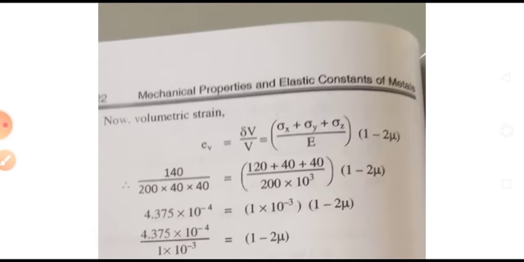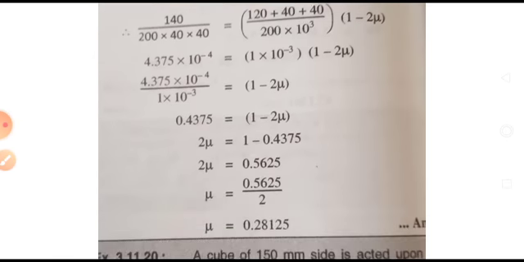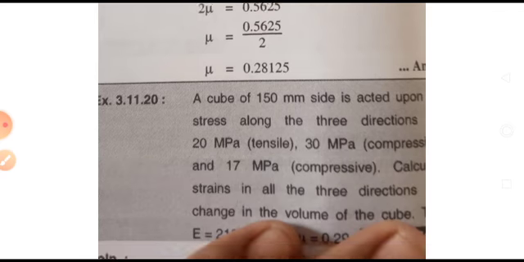Now the same formula: dV upon V is equal to sigma x plus sigma y plus sigma z upon E into 1 minus 2 mu. Keep one thing in mind, that you will have the same problem. There is no different problem than this, so you just have to keep 3 to 4 formulas in mind. For biaxial, 2 formulas are there, and for this, 3 formulas. So put in these values and you will get mu. So mu is equal to 0.28125.